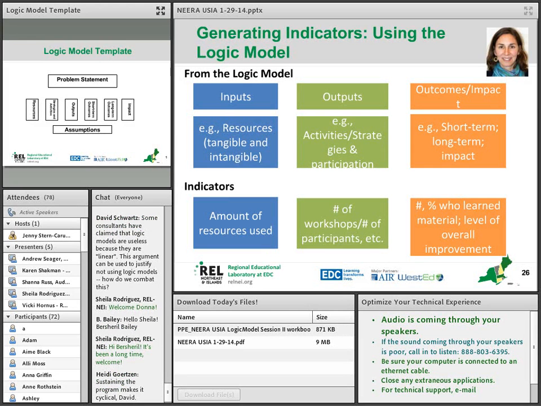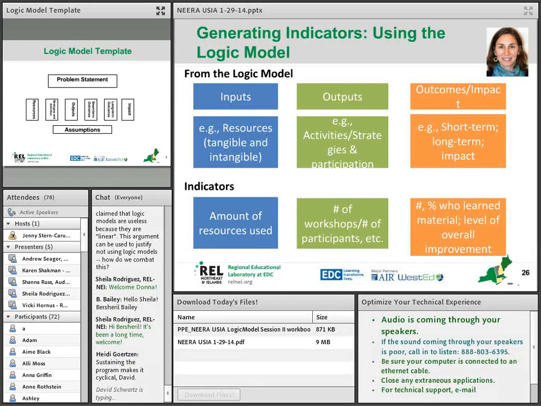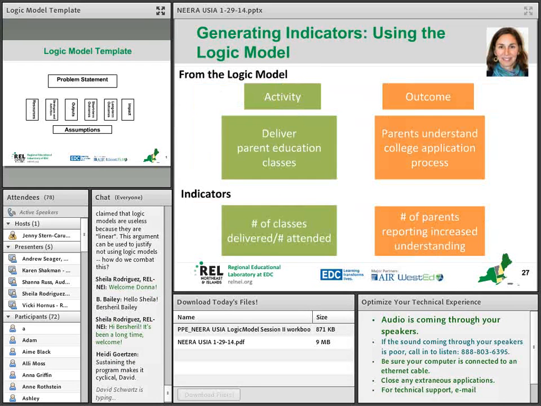And the outcome-related indicators would be the ones that take a tangible measure of the results or the outcome of the program. The number or percent who learn the material, the level of overall improvement, the outcomes for students, and so forth. Let's take an example from the College Ready case to illustrate how we move from the logic model to the indicators. The College Ready logic model case is at the back of your workbook if you want to refer to that specific sample logic model.